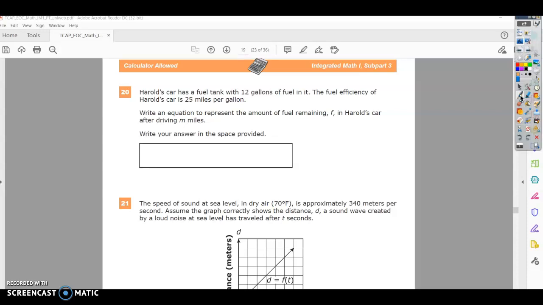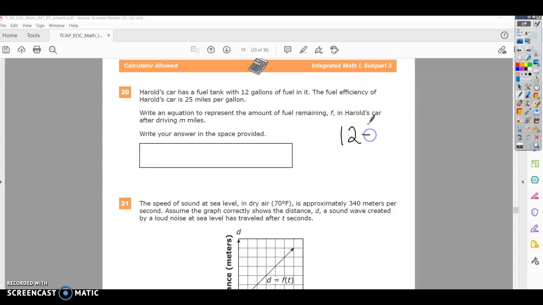Alright, so I always like to start on the side just to make sure I get everything where I want it before I put it in the final space here. It says Harold's car has a tank with 12 gallons. So we know we're going to start with 12 gallons of gas. And the fuel efficiency of Harold's car is 25 miles per gallon.